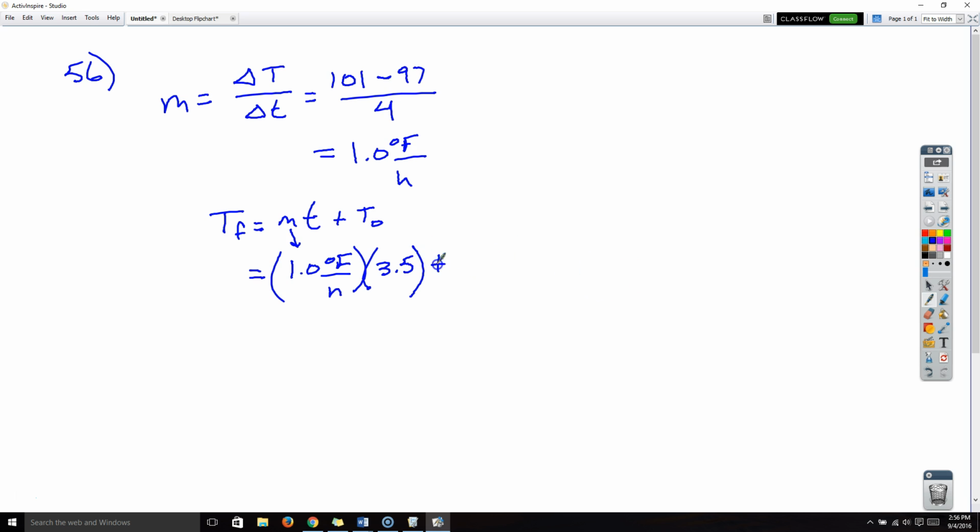And then our original temperature we know is 101 degrees Fahrenheit. If you go ahead and do your math, you should end up with 104.5 degrees Fahrenheit for that patient. And that is the end of the problem set for Chapter 1.